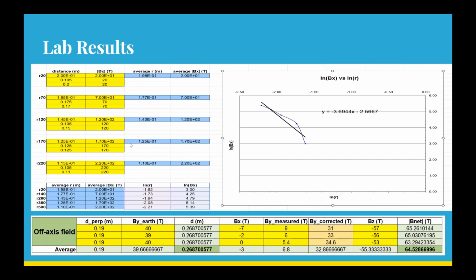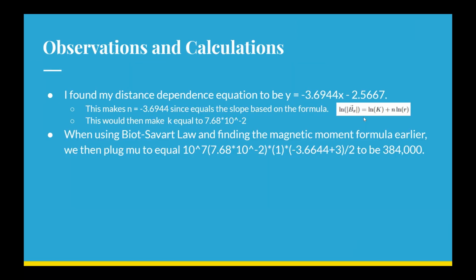These are the results. These are the different distances at 20, 70, 120, 170, 220. We were looking for values of these, and we found the average. Then we did the off-axis field where we found the B net 100, and there's the Earth. Then we measured the distance and corrected it, and these are X, Y, and Z, and our overall B net. We found it to be 64.53. And then you can also see the dependence formula here.